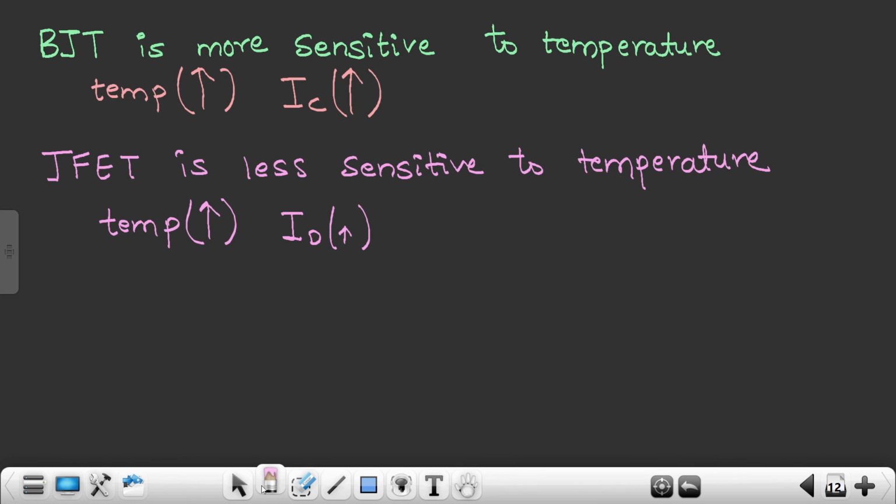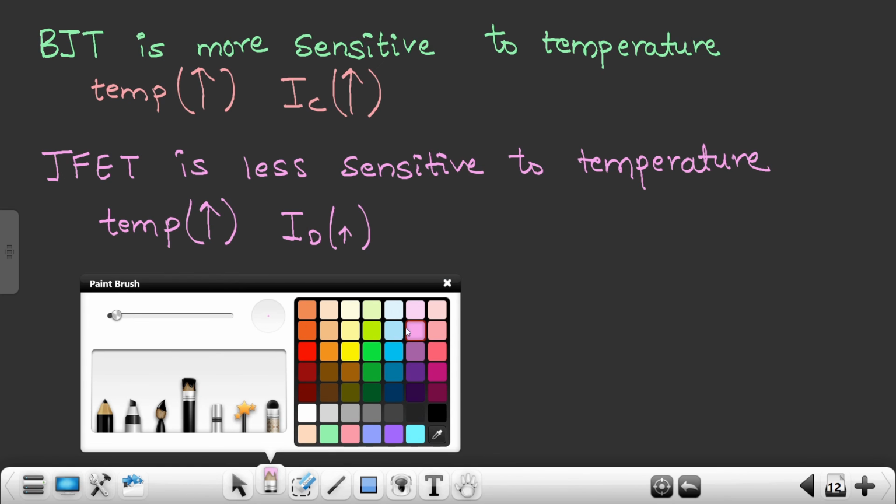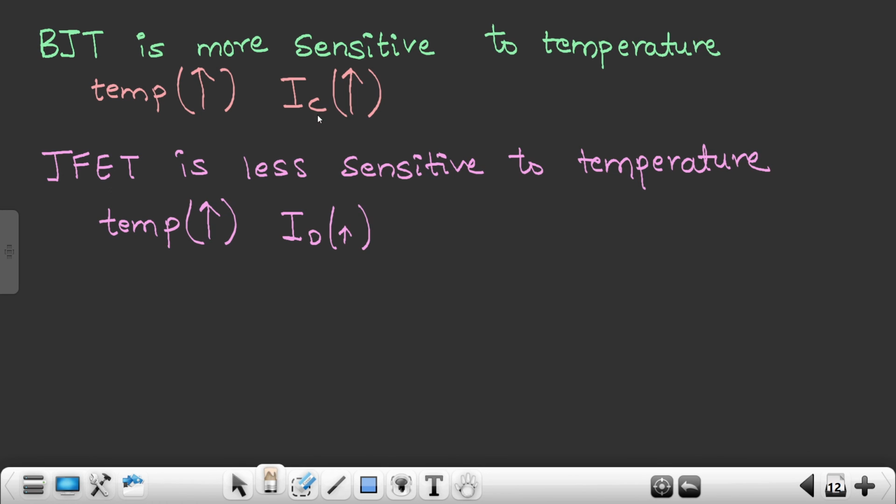Okay, so with these two statements, what we can say is that BJTs are much more sensitive to temperature. That means if the surrounding temperature of that BJT increases, the output current also increases drastically, right? So this current increases on its own, but it is an unwanted signal. It is unwanted current. So basically it is known as noise, right? I hope you are getting this point.